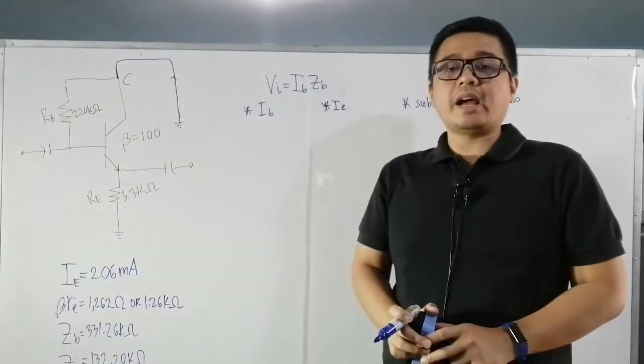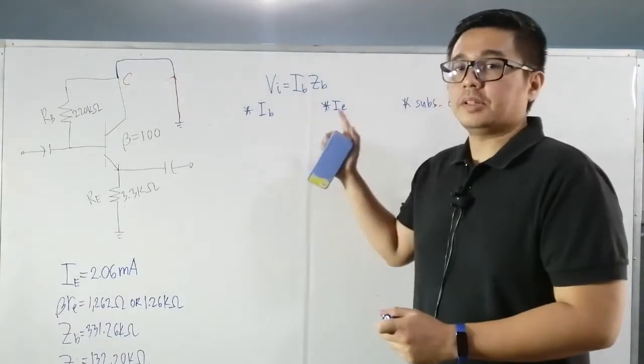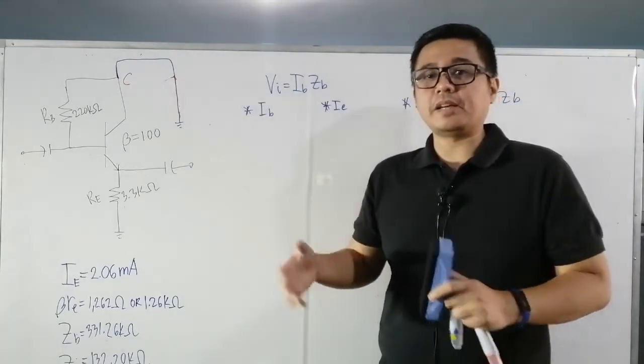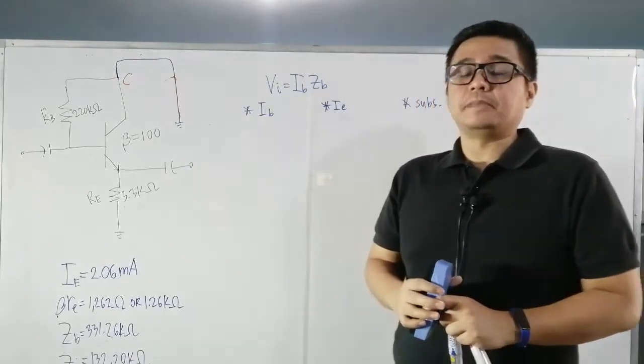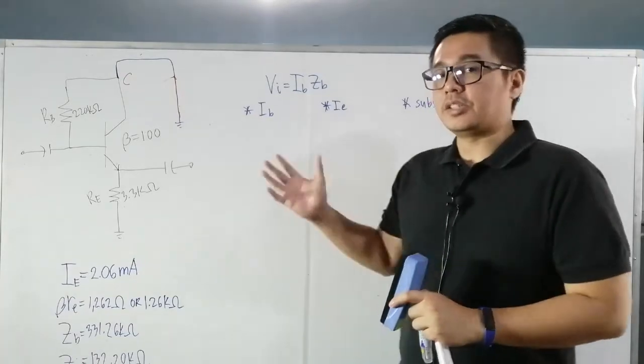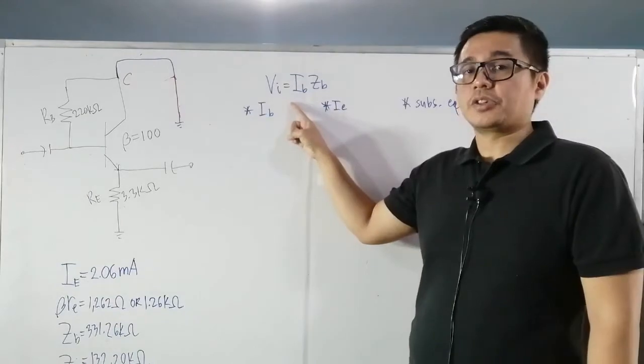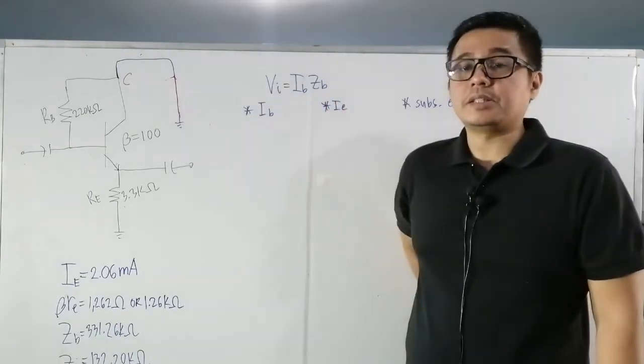Next is we're going to derive a new equivalent circuit from the r sub e model. So meron tayong karagdagang equivalent circuit para sa common collector configuration. So these are the steps. Magsisimula tayo dito sa V sub I equation na ginagamit yung Z sub B.